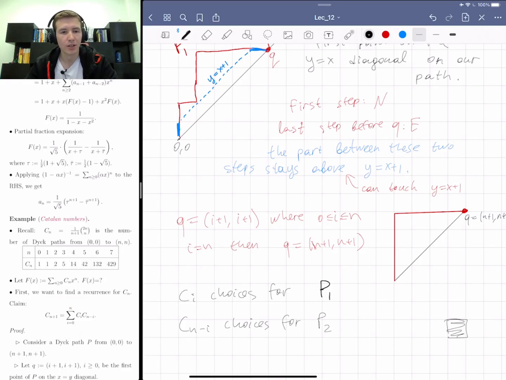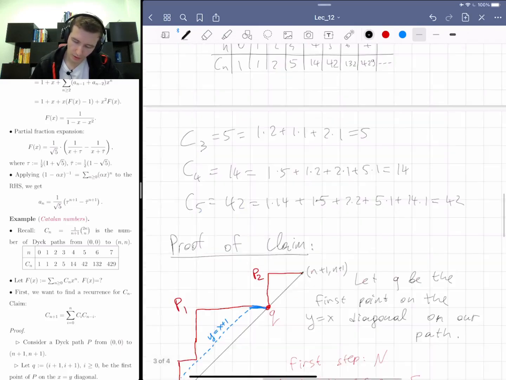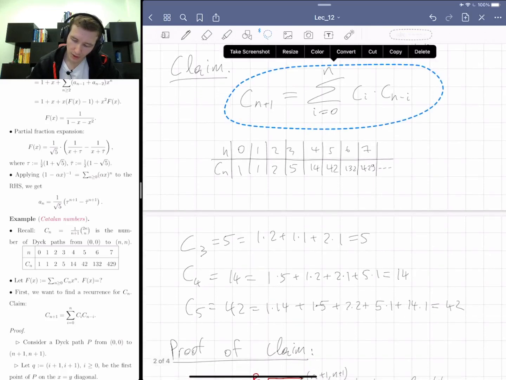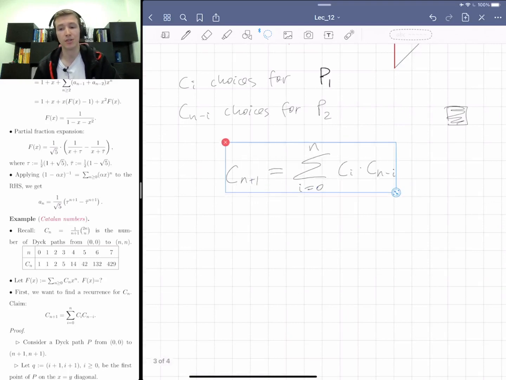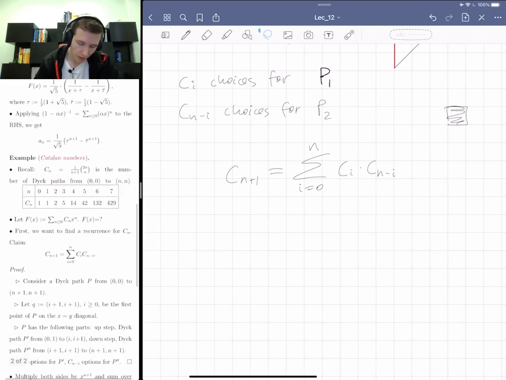Yeah. So now I have this recurrence, right? Let me try to copy the recurrence. So now I'm going to try to convert this into an equation on the generating function. So how do I? This is slightly different from what we had before, right?